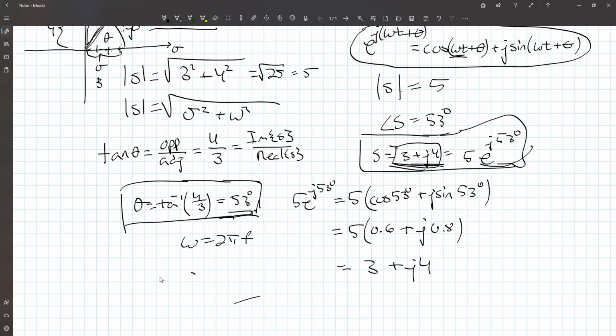Does everybody understand how I went from the magnitude, where I have the coefficient of my complex exponential, to how I got the angle, and how I go back and forth? Yep. Okay. And now we're going to discuss one more thing when it comes to the angle.